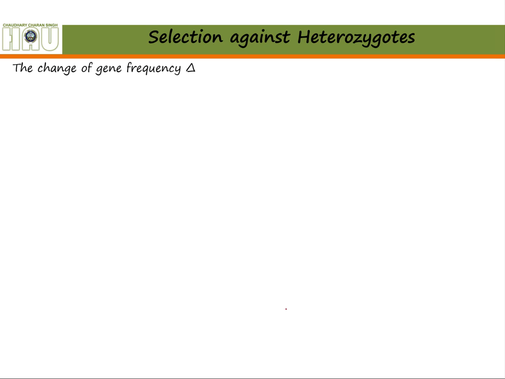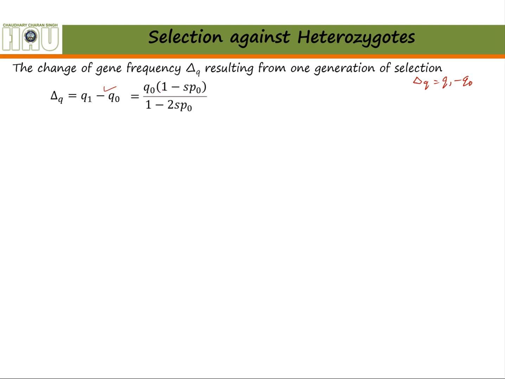Now we will find out the change in gene frequency. So the change of gene frequency delta Q, which is resulting from one generation of selection, is given by delta Q is equal to Q1 minus Q0. If I substitute the value of Q1 and Q0 in this relation, I will get Q0 (1 minus S P0) divided by 1 minus twice S P0Q0. The value of Q1 comes from the previous slide, and this is minus Q0.